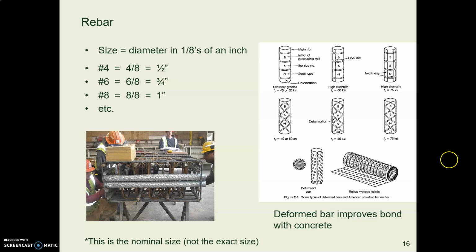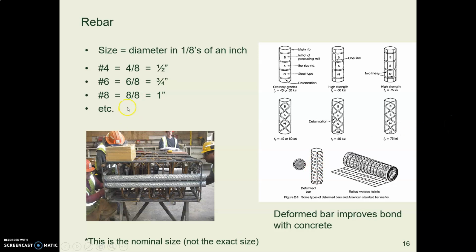Rebar, I'm sure you've seen it in your travels around the world. It's this bumpy, round steel bar. Here are some pictures of it. It comes in various kinds of bumpiness. And the purpose of that bumpiness is it helps the concrete, when it's liquid, when it's plastic actually, helps the concrete stick to the bar.